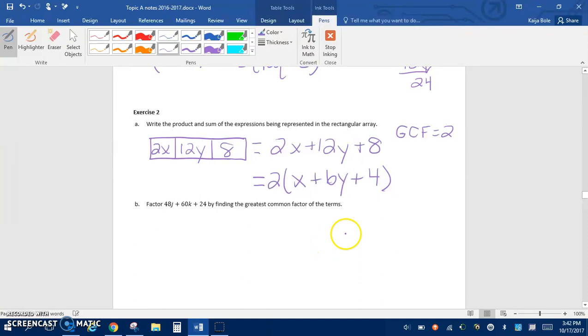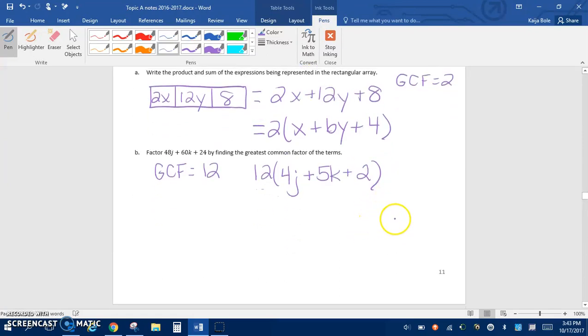Right, part B here says factor 48j plus 60k plus 24 by finding the greatest common factor. So the GCF of those three, if we look at them, would be 12. So we are factoring that out. So we're taking the 12 out. 48 divided by 12 is 4, so we would have 4j, plus 60 divided by 12 is 5, so we'd have 5k, then plus 24 divided by 12 is just 2, so we'd have plus 2.